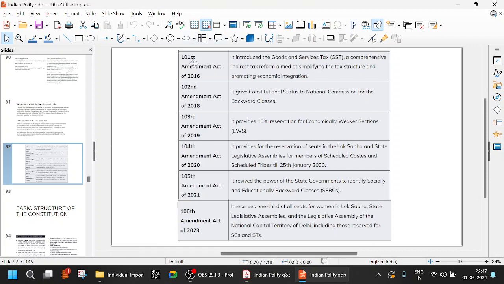So remember in order. 101 is GST. Try to remember that. 102 and 105 are related. 102 is regarding the National Commission for Backward Classes. 105 is that the state will have the power to identify backward classes. 103 is EWS. 104 is Scheduled Caste, Scheduled Tribe extension till 2030. 106, the latest one, is women reservation.